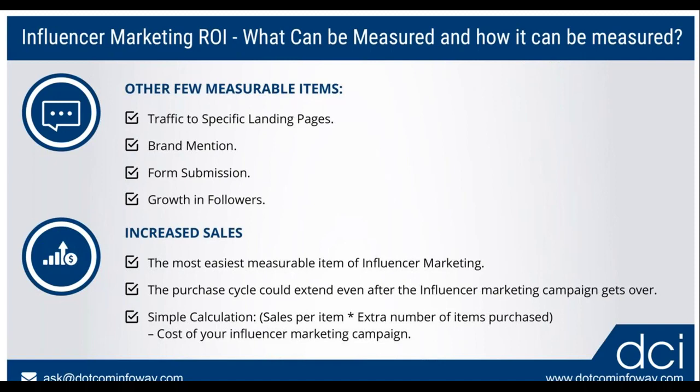And the purchase cycle should be considered while you run your campaign, because even when your campaign gets over in a month, you could get a sale maybe 3 months later. The specific calculation here is sales per item times the extra number of items purchased, minus the cost of your influencer marketing campaign. So that's how it is measured.